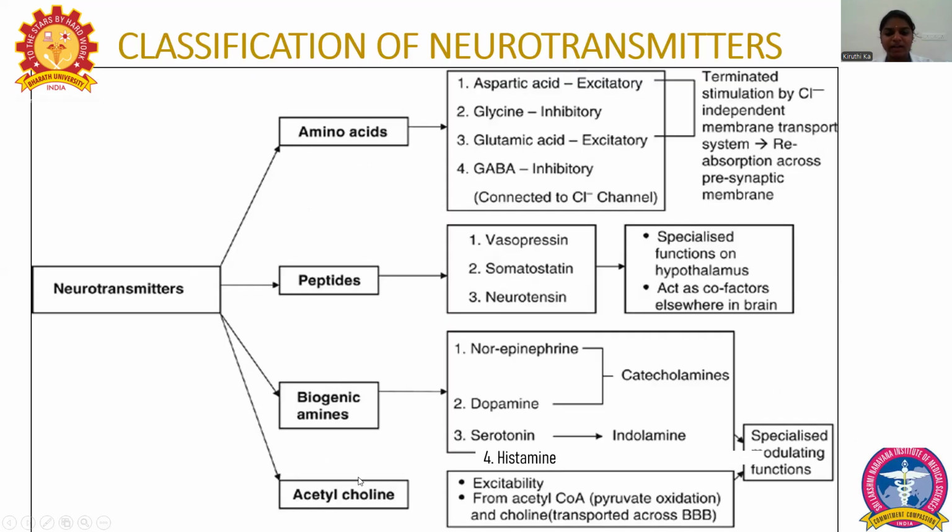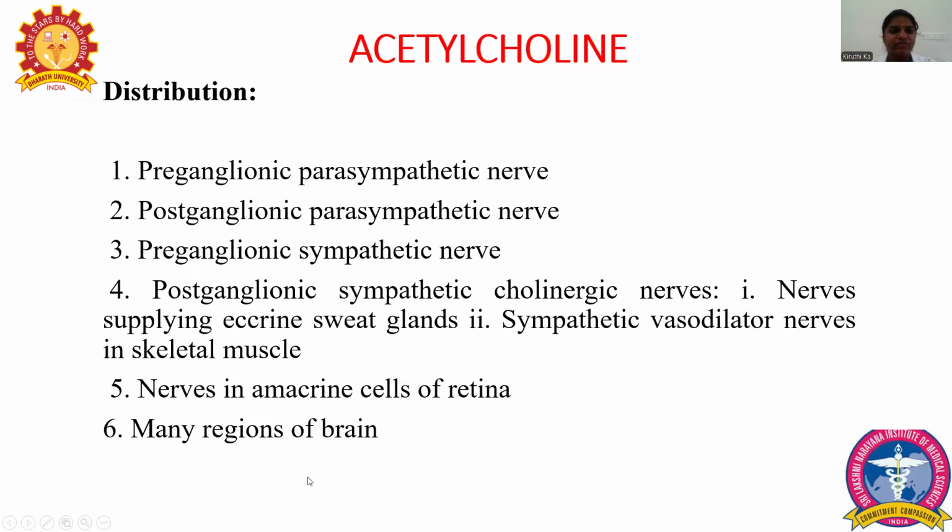And acetylcholine: its main function is excitability, and it is formed from acetyl-CoA and choline. So first, acetylcholine. Acetylcholine is found as a neurotransmitter in many parts of the nervous system.